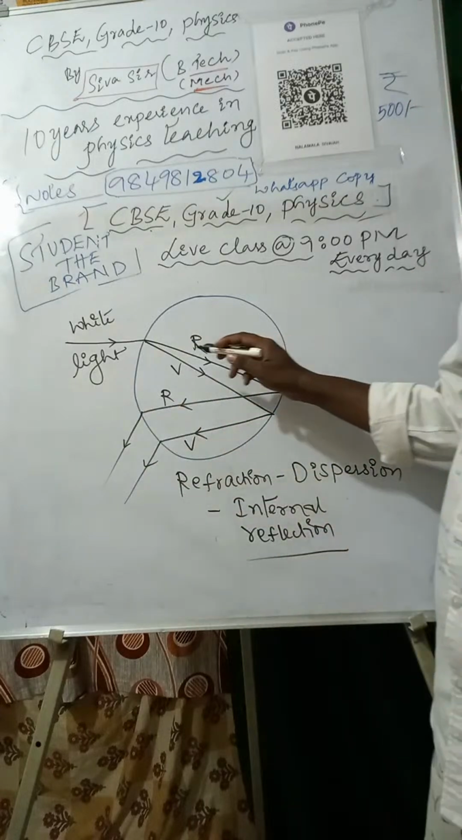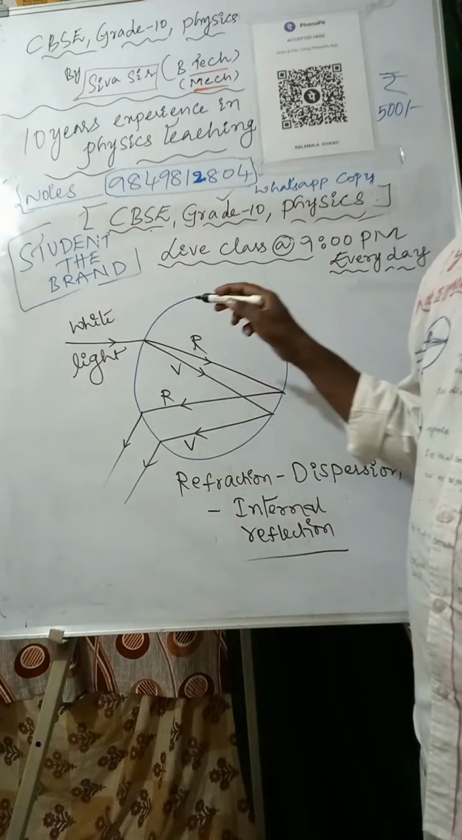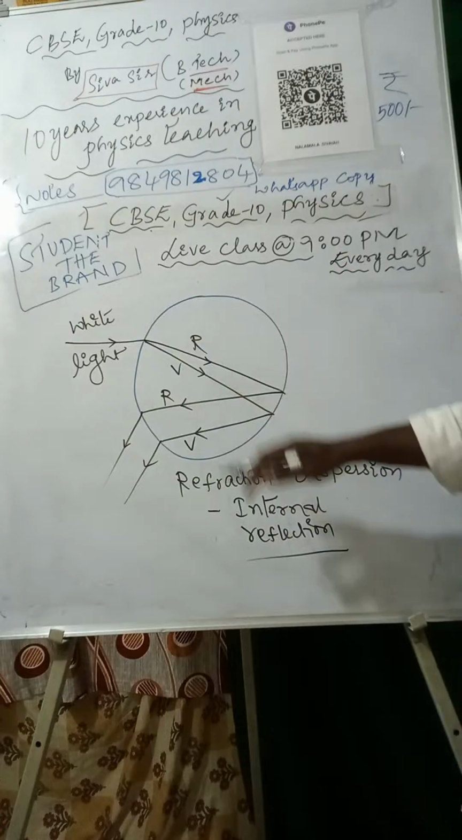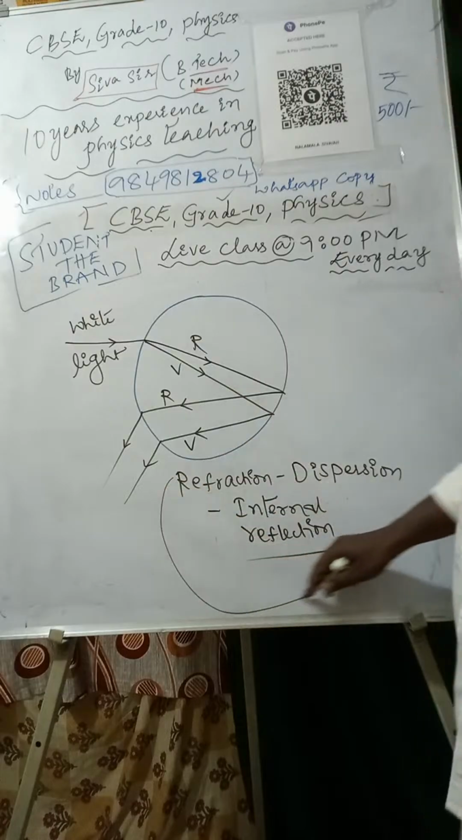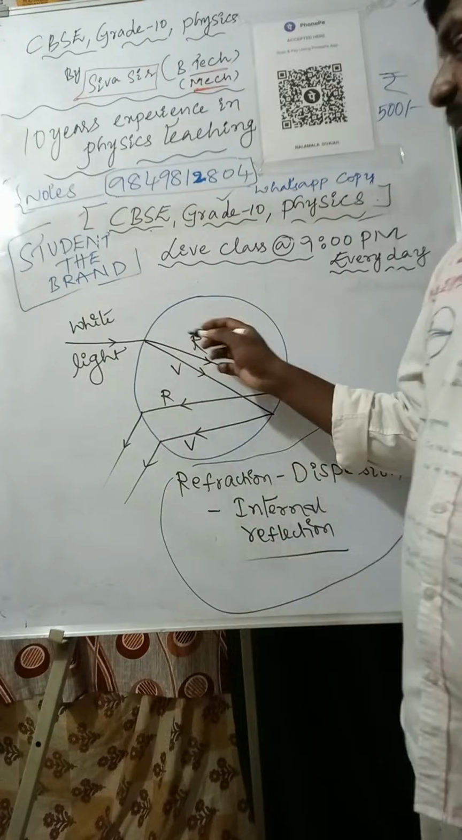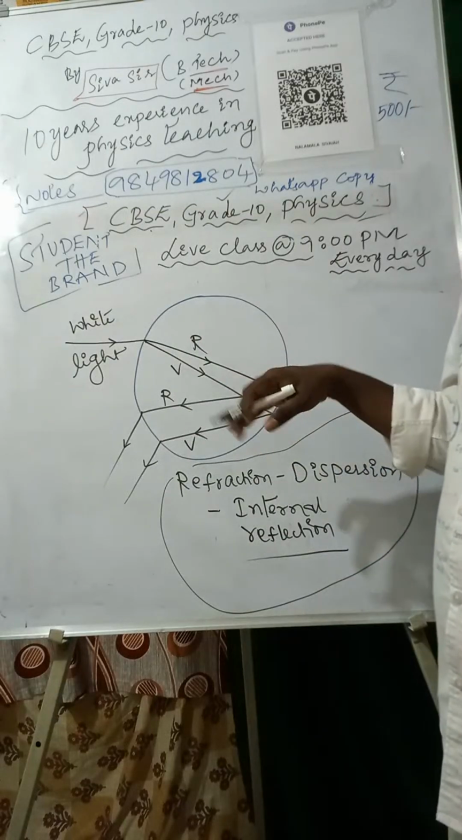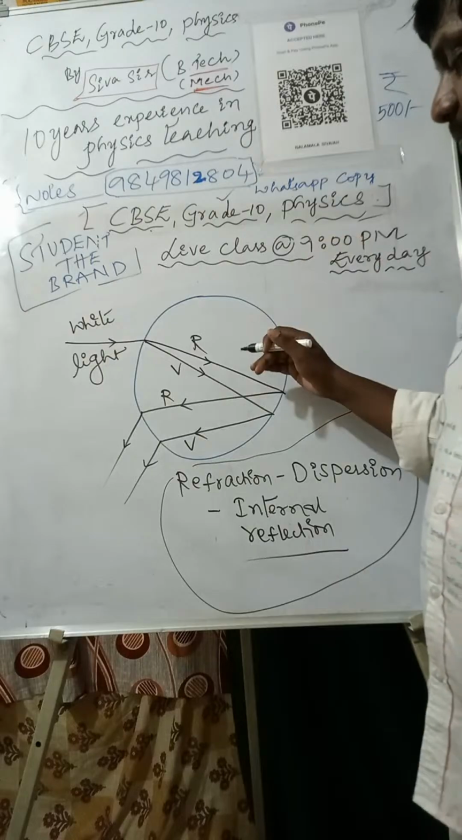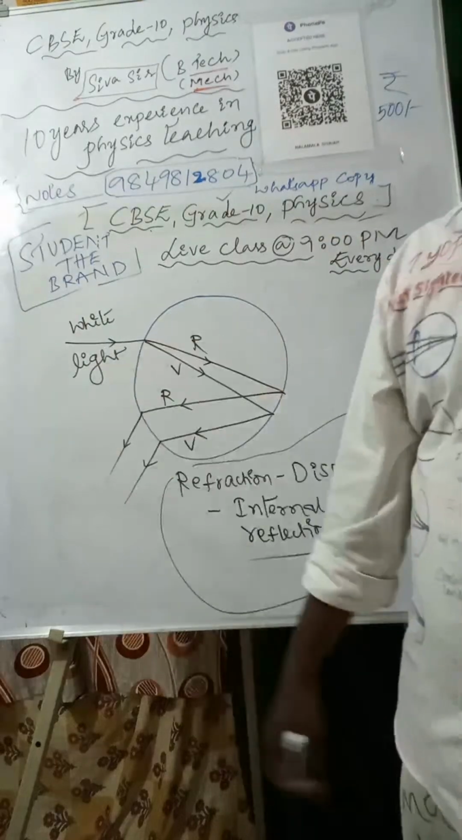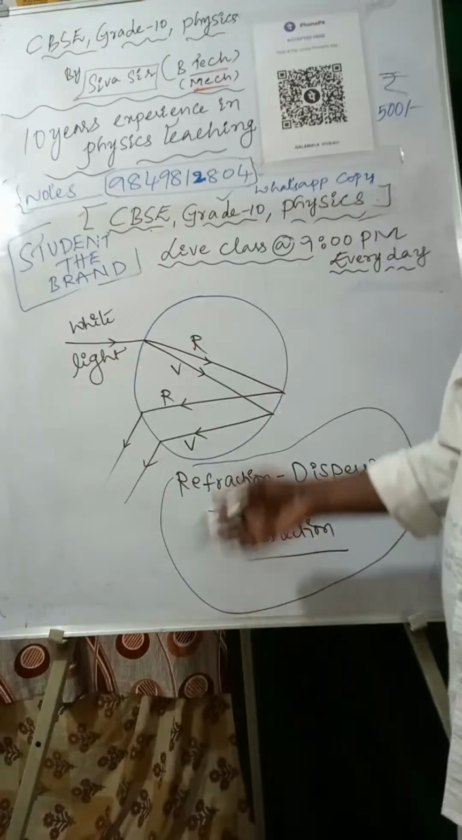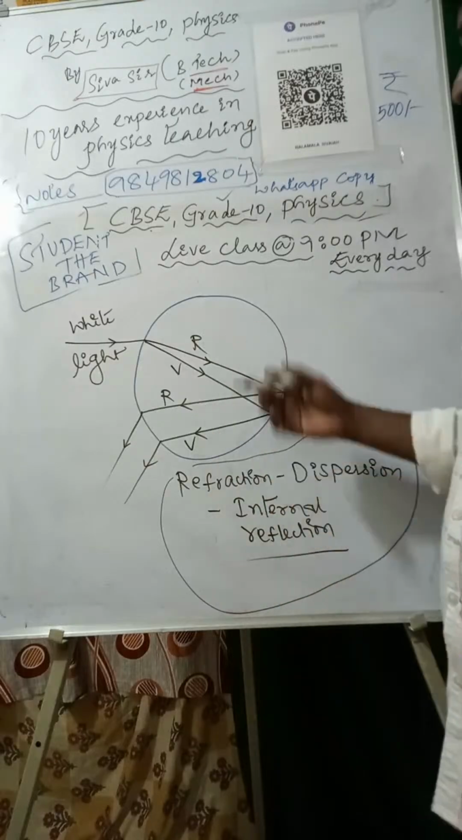So what are the phenomena involved in it? Refraction, dispersion, and internal reflection. Internal reflection means that it is a transparent medium. Some of the light will be absorbed, some of the light will pass through it, and some of it will be reflected back. That's why internal reflection takes place.